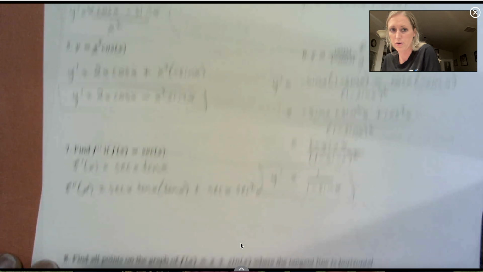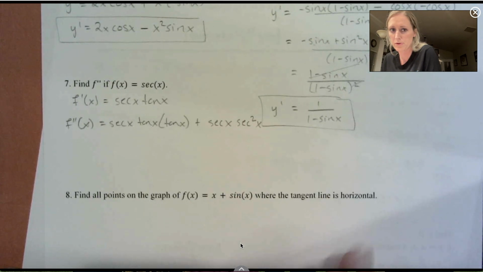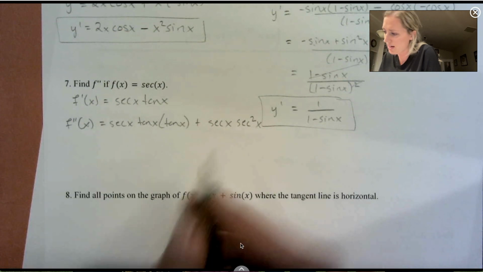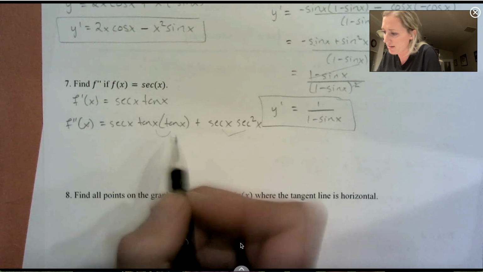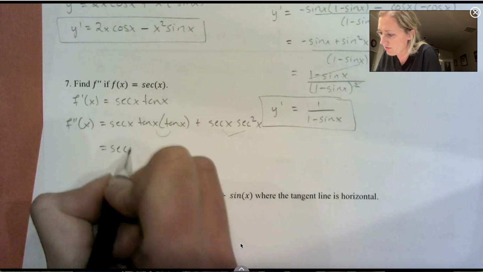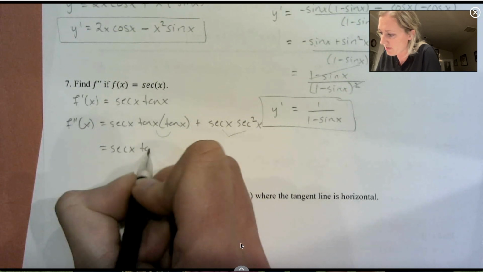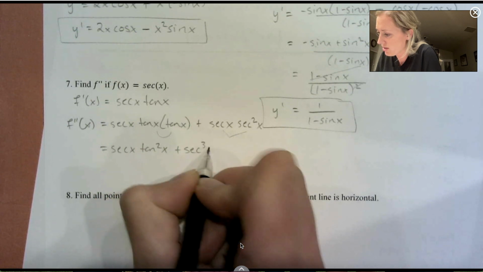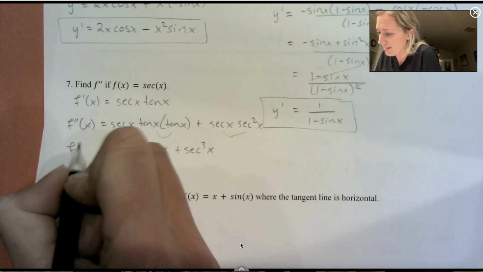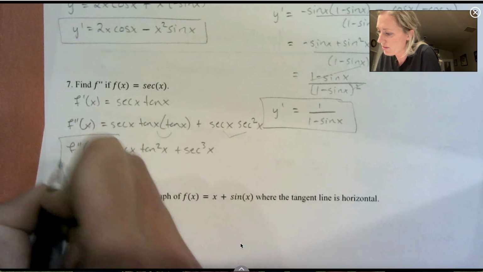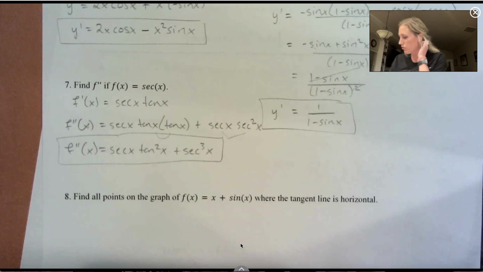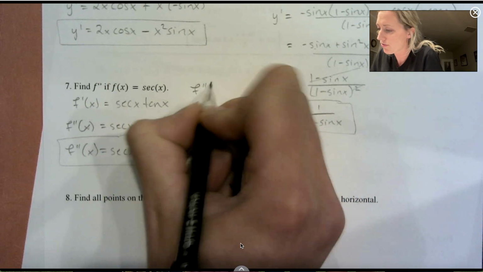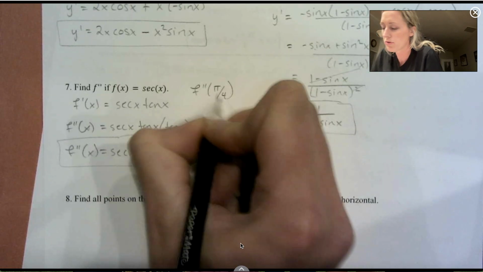All right, so what can I put together here? Well, the furthest I went, you guys, is I just combined these guys and these guys. So we've got secant x times tangent squared of x plus secant cubed x. Okay, so that is the second derivative of secant of x. We could also be asked for something like this, you guys. We could be asked to find a certain value given a derivative.